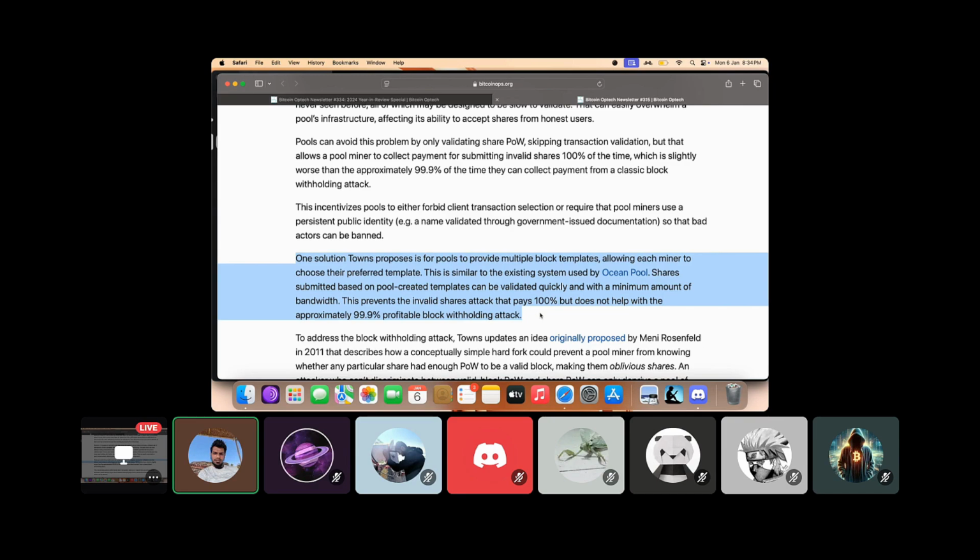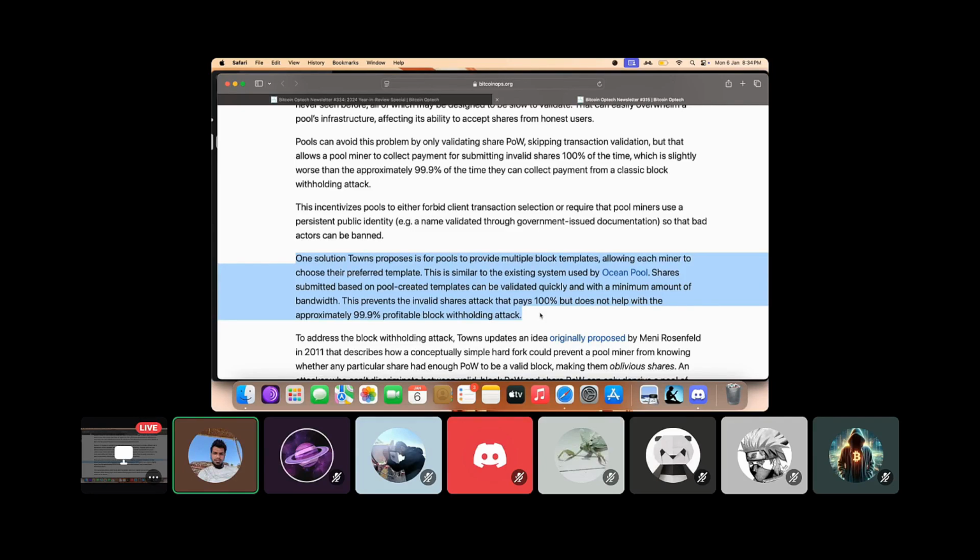Maybe the mining pool creates templates using different clients, different node policies, or different relay policies. So they give you an option, saying we're not forcing you to use our template. We're giving you an option of four templates or five templates or 10 templates. You choose whichever template you want out of these.